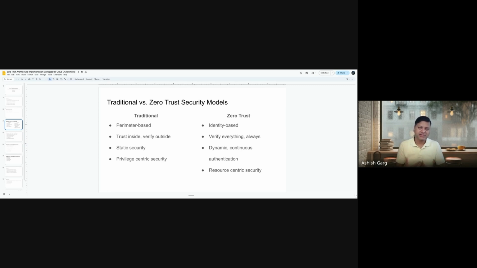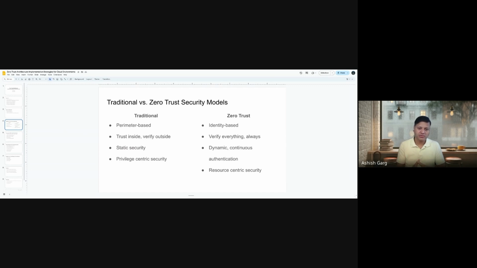Traditional models use trust inside, verify outside. So you are verified at the gate when you get in, but once you're inside, you are trusted to do whatever you're supposed to do or whatever you want to do. And zero trust is you verify everything, always, no matter where you are, no matter which environment you are in, no matter which resource you're accessing.